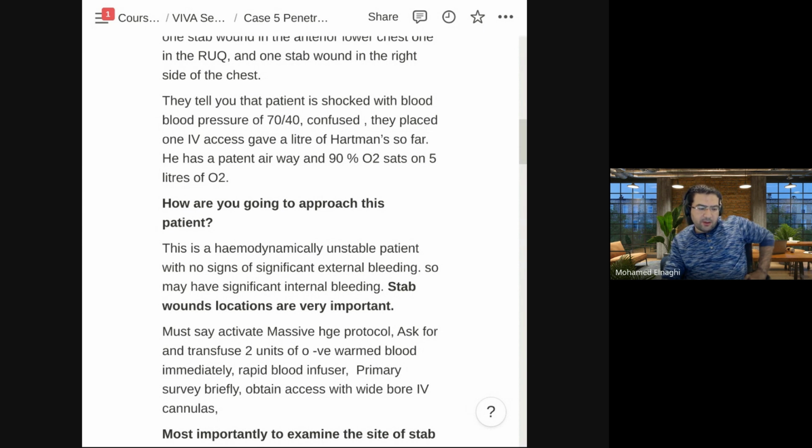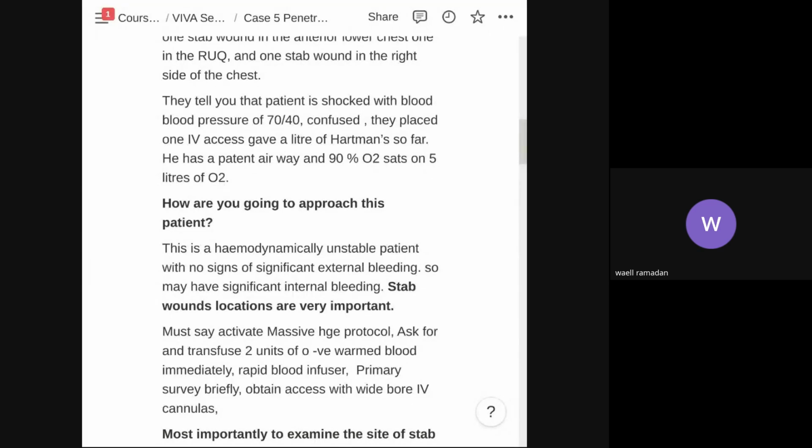But again, remember, you've got a trauma patient who is hemodynamically unstable, and you think he may have internal bleeding. So you think he may need massive blood transfusion protocol. I would just say group and save for him, but yes, I would call for a massive blood transfusion protocol for him, and then I will ask for a chest X-ray.